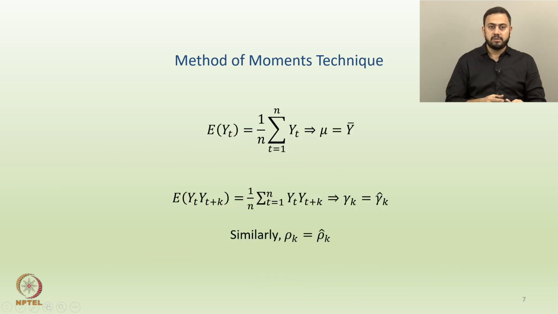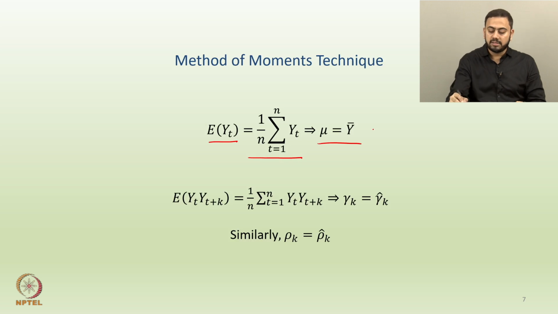We will take up an example. Let us say you have a time series yt. The expected value of yt is the population version, and it is equated to 1 by n summation of yt, which is the sample mean, where t goes from 1 to n. So, essentially you are doing the same thing that we discussed in the last slide: you are equating the population mean and the sample mean, which is y bar.